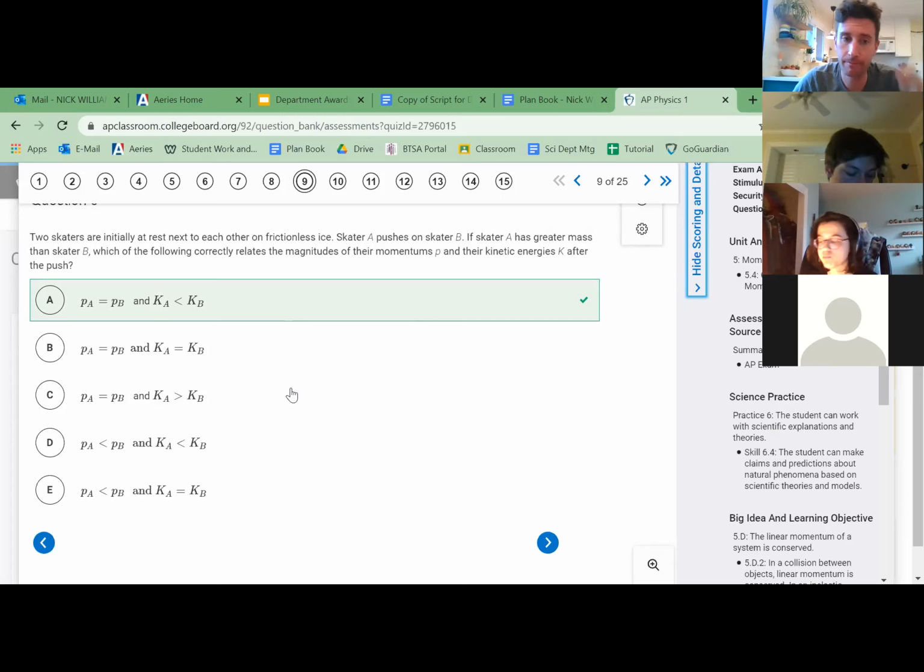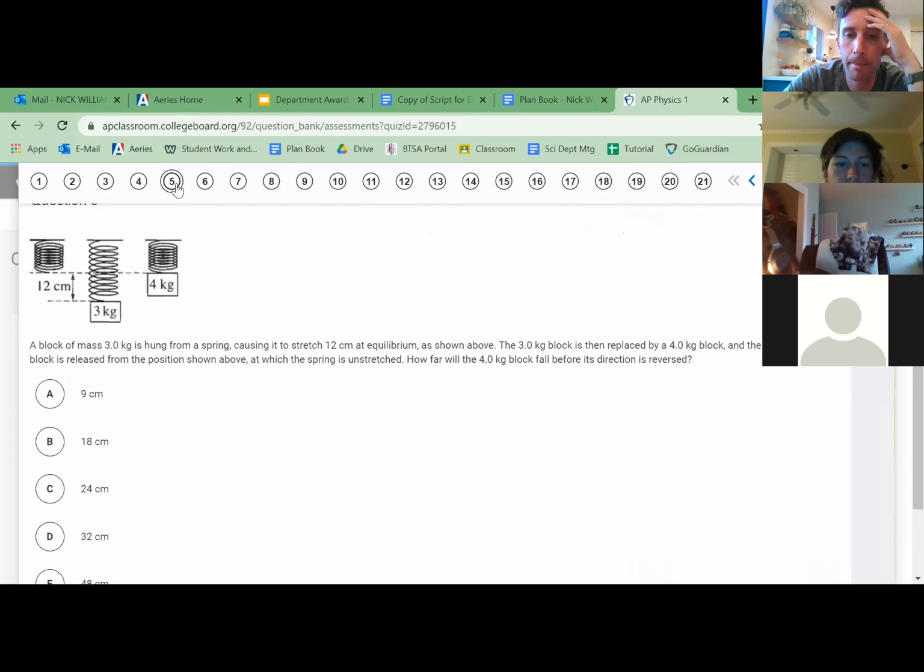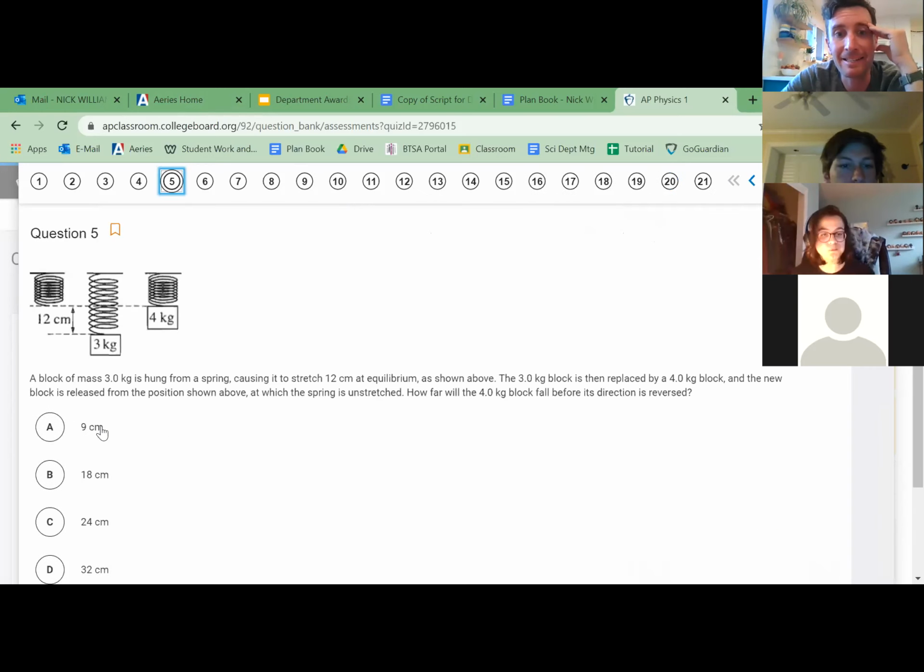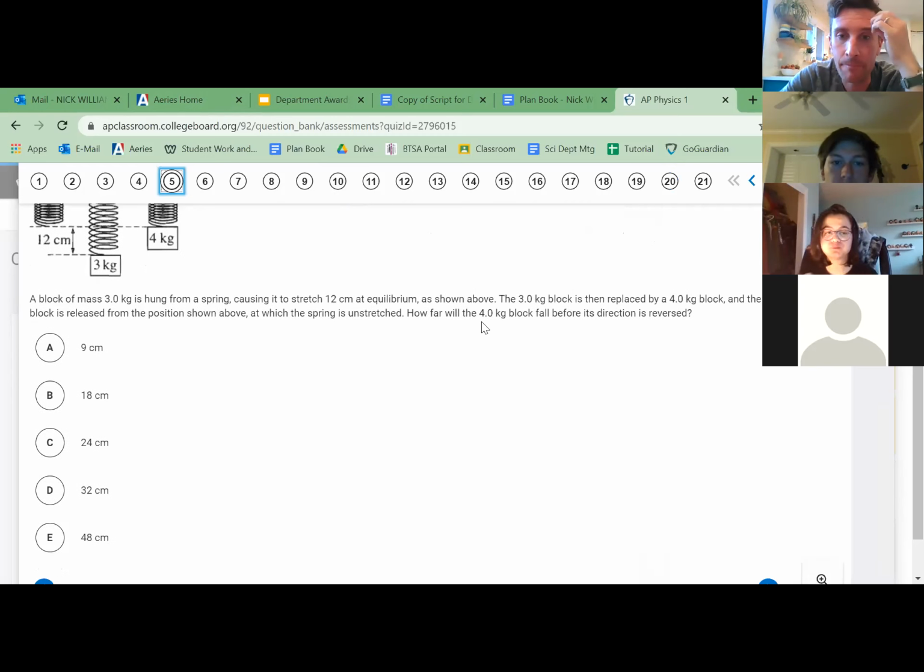So then the velocity being greater for B plays more of a role. Okay, do you have another one from this one? Yeah, I was going to say number 5 with the springs. Yes, okay. So this is a tricky one.